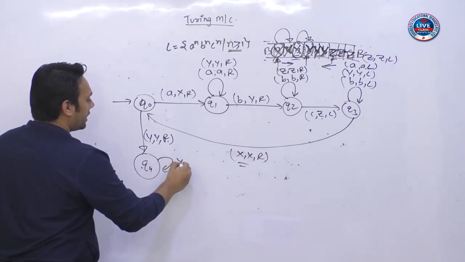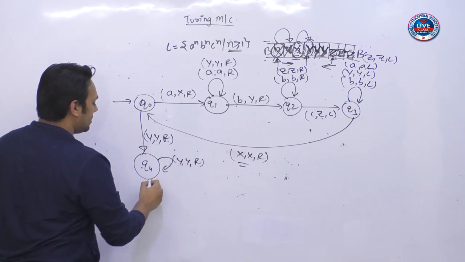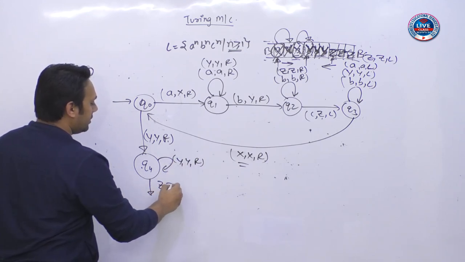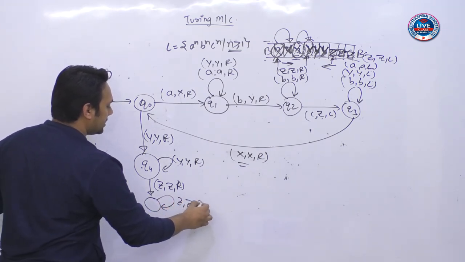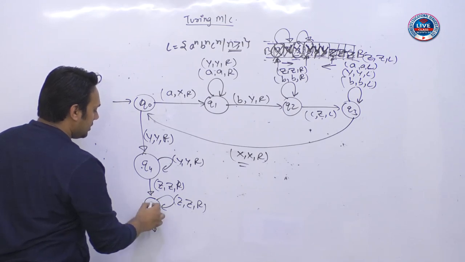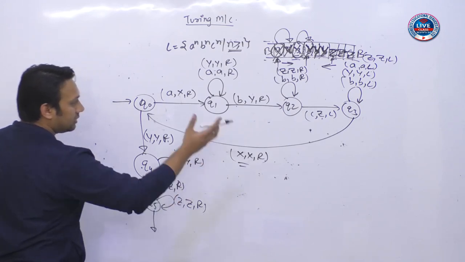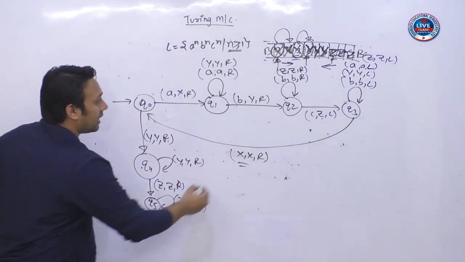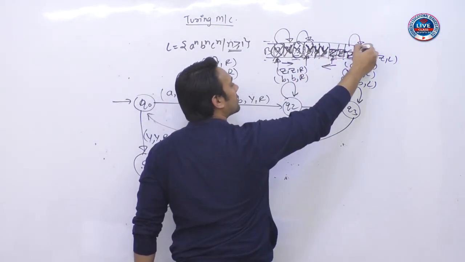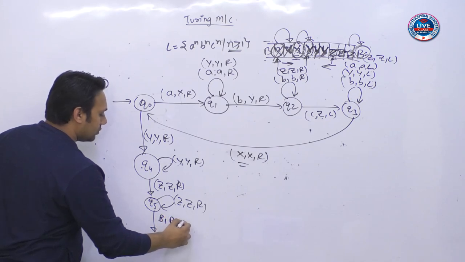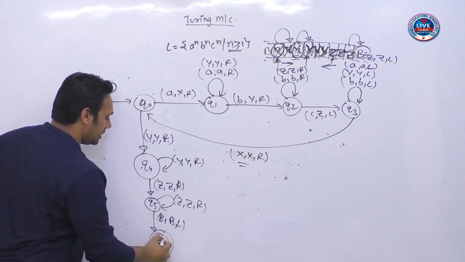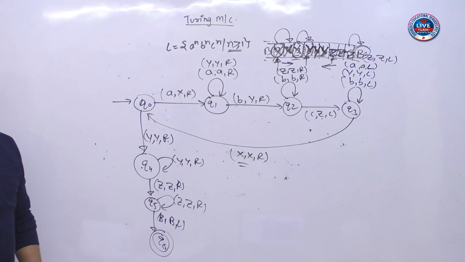We can have n number of Y in the beginning, leave all the Y as it is. Now we can have n number of Z, leave all the Z as it is, keep going to the right. As soon as you encounter a blank symbol, because after this Z we have a blank symbol, leave the blank as it is, go to the left and accept it in the state Q6. Then you are going to accept this entire function.